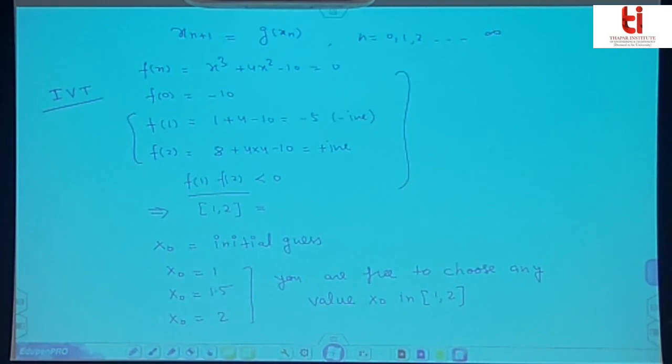But it is always good to take the mid value inside the interval, because if the root is near to 1 and you are choosing the initial point as 2, then it will take time to move toward the exact root, approximate root, whatever the root. If the root is near to 2 and you are choosing 1 as the initial approximation, then again it will take more time. If you are taking the mid value, then it will take equal time to move towards 1 or 2. So it is always good to choose the midpoint as an initial approximation.